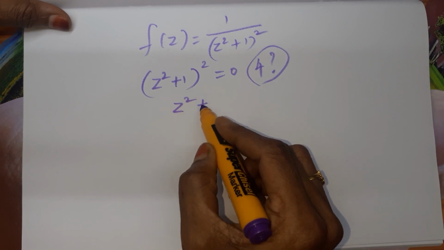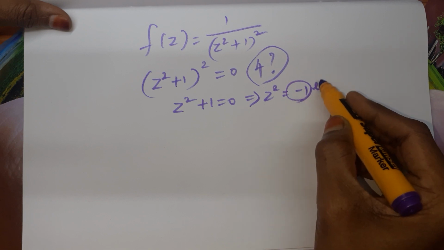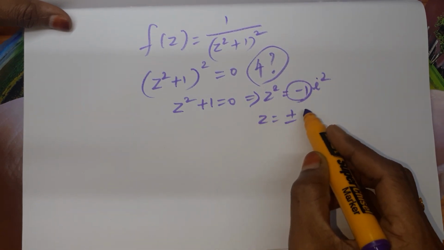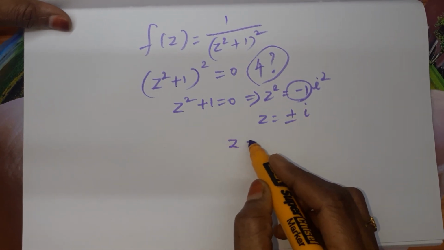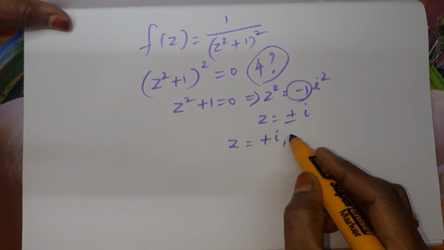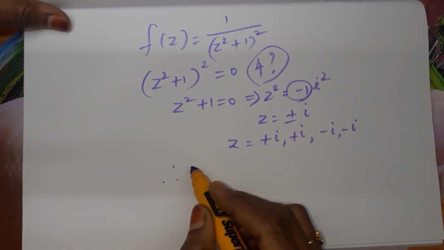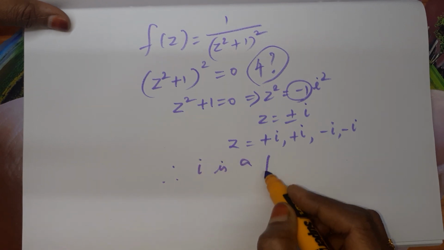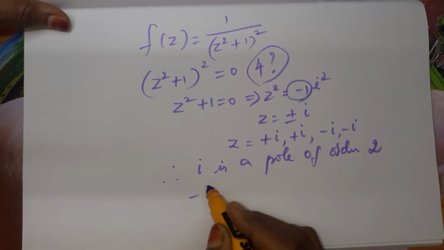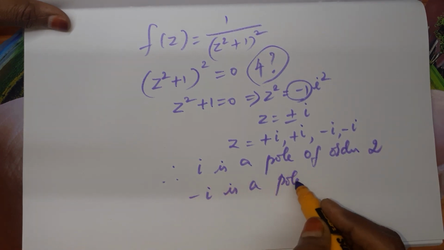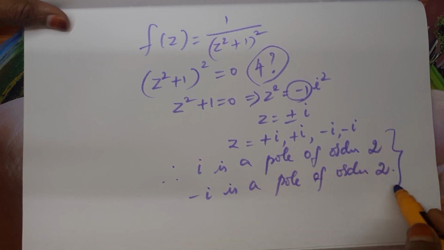So z squared plus 1 equal to 0 implies z squared is equal to minus 1. This minus 1 is i squared. So z is equal to plus or minus i. The whole squared we have, no, so 2 times we get. So z is equal to plus i, plus i 2 times, minus i, minus i 2 times. Therefore, i is a pole of order 2. Also minus i is a pole of order 2. At these poles, we have to find the residues.